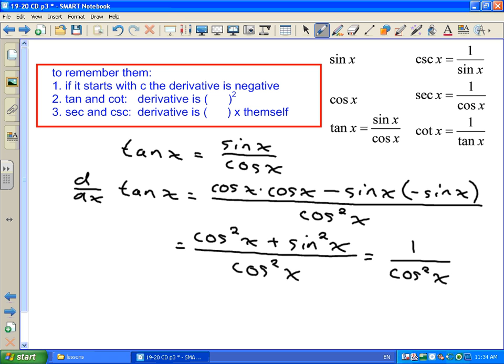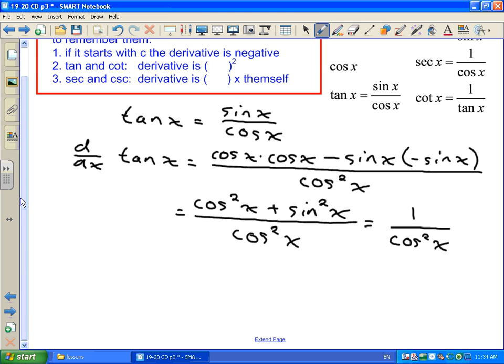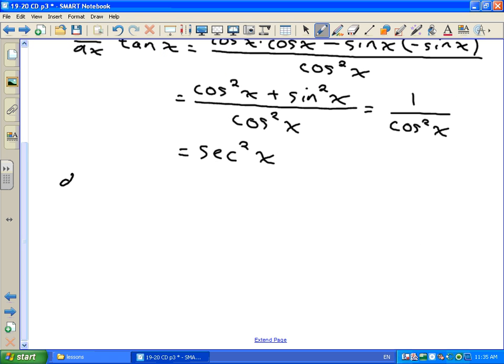Now, what is 1 over cos squared x? Well, we've got these handy-dandy trig formula sheets here. You get to have one of these on the test. So if you look at 1 over cos, you see that 1 over cos is secant. So my derivative here is secant squared x. I said that the derivative of tangent was something squared. That something is secant. So there's my first rule: d by dx of tan x is secant squared x.